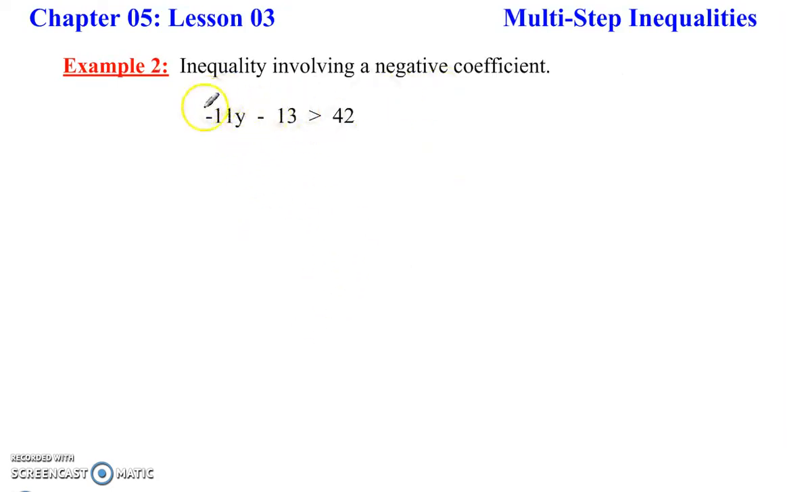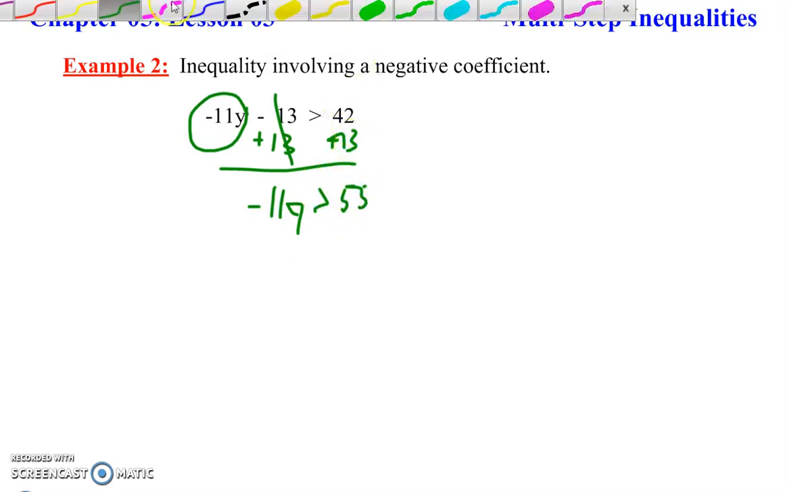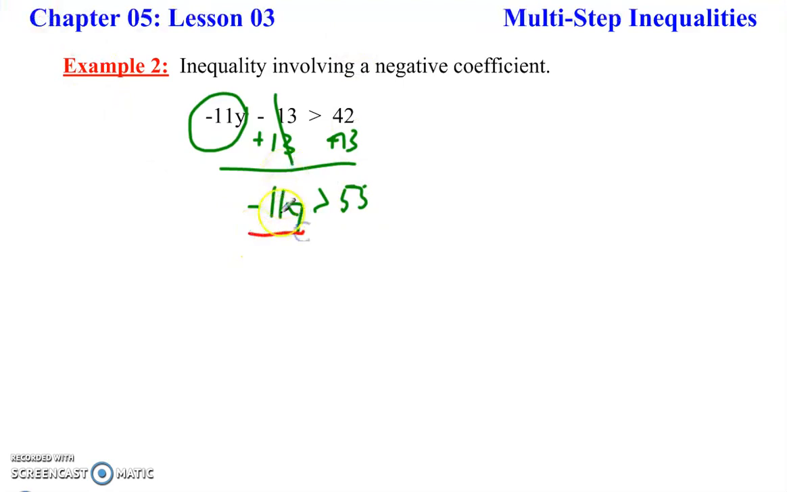If we have a negative coefficient, okay, here's a multi-step inequality. We're solving for negative 11y. Add 13 to each side. This cancels out. Now we have negative 11y is greater than 55. Now I have to divide by negative 11. Remember, dividing by a negative, that's the one place where you have to pay attention with inequalities. When you divide by a negative, the sign changes direction. So now we have y is less than negative 5.